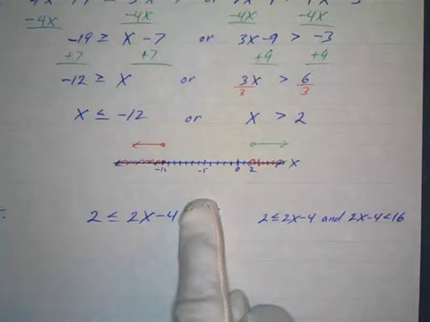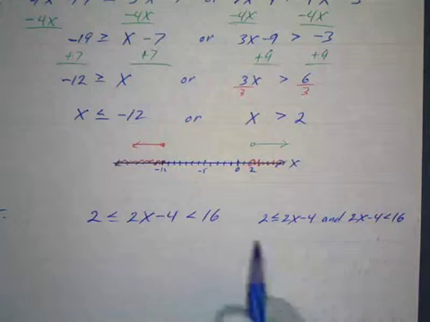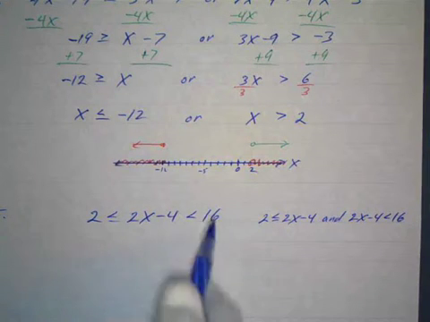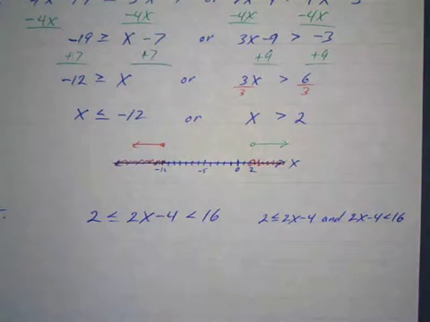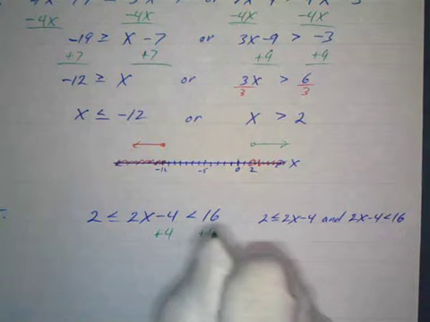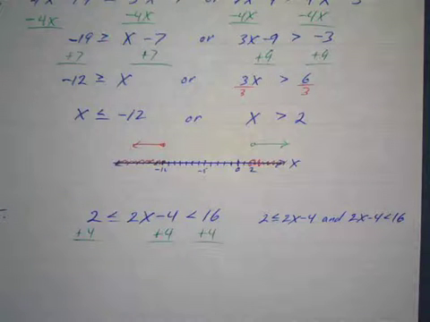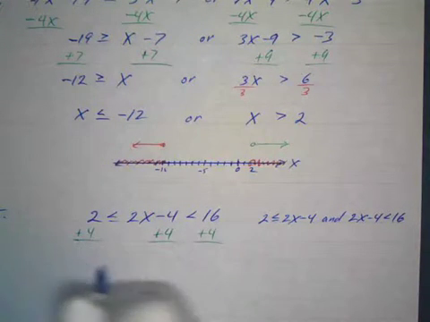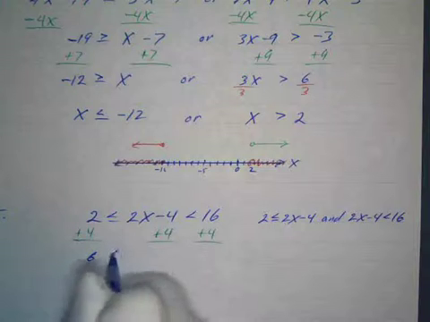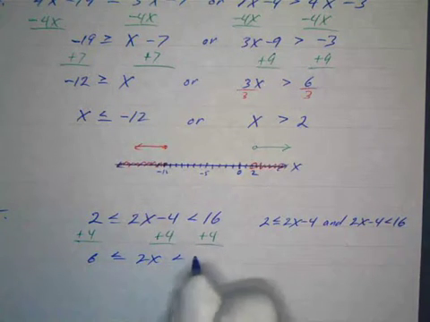And you could rewrite it like this: 2x minus 4 is greater than or equal to 2, and 2x minus 4 is less than 16. And you can work it out separately, and we've already done one separately, or you can work it out keeping it like this. I'll show you how that works. Here we're trying to solve for x, so we can just add 4 to all 3 parts. Add 4 here, add 4 there, and add 4 there. And on the left we've got 6 less than or equal to 2x, and then less than 20.